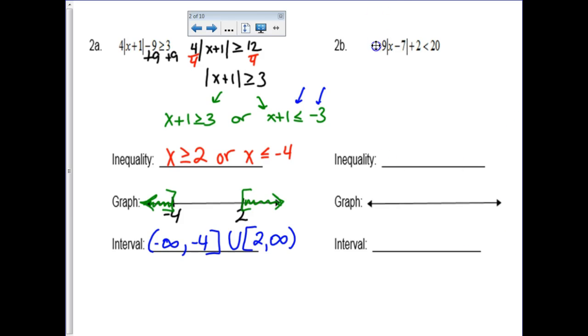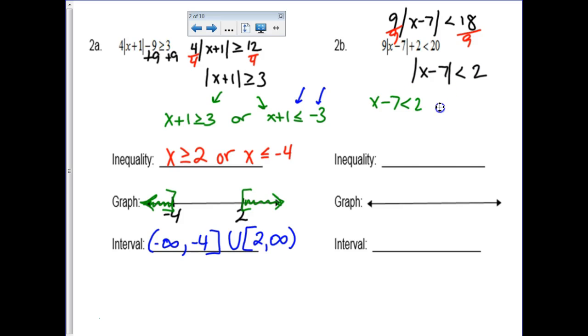All right, again, you got to isolate before you can set up your two problems. So I'm going to subtract 2 first. So I'm going to write 9 absolute value, x minus 7 is less than 18. And then cut everybody by a 9, both sides. So my new problem is absolute value of x minus 7 is less than 2. I can see at this stage it is an AND. So we're going to set up x minus 7 less than 2 and x minus 7, flip it, greater than negative 2. It's a negative right there.